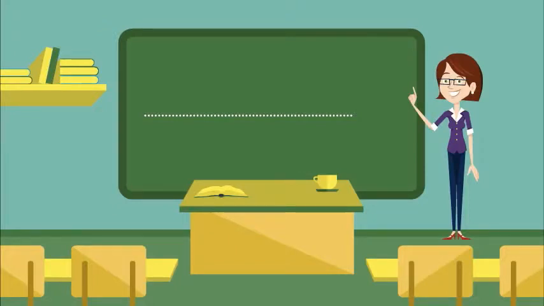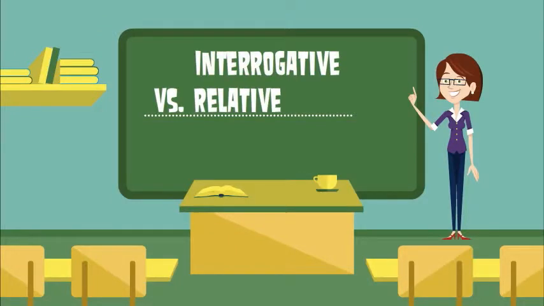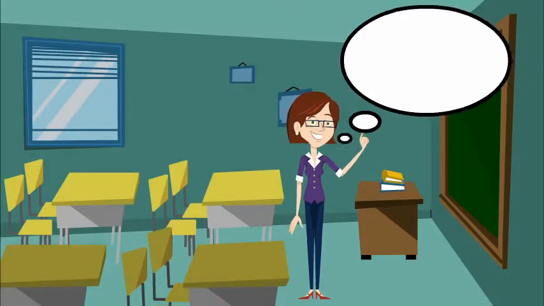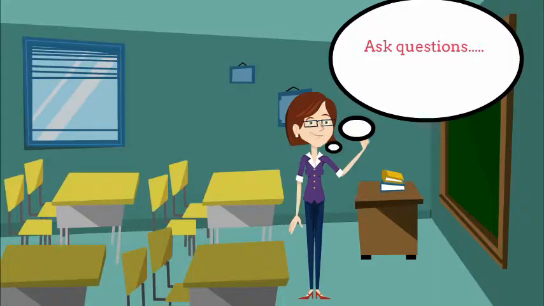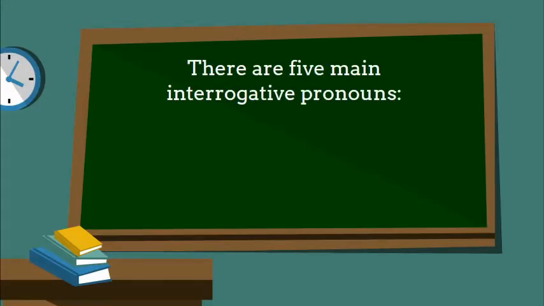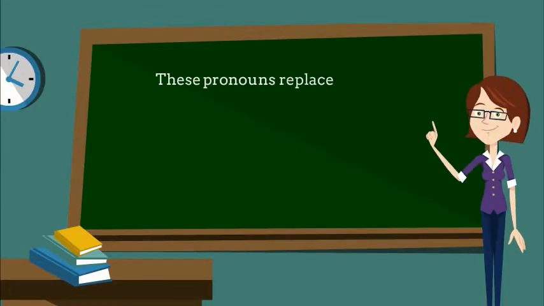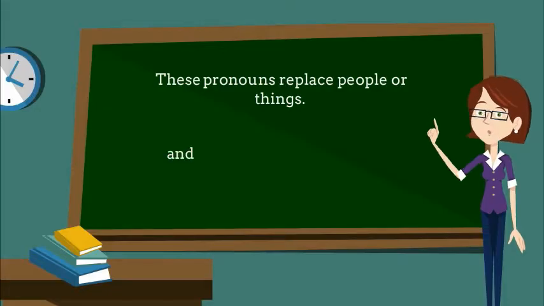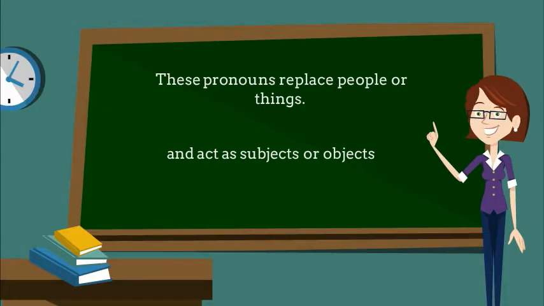This tutorial will cover interrogative pronouns and how they are different from relative pronouns. We use interrogative pronouns to ask questions. The interrogative pronoun represents the thing that we don't know, what we are asking the question about. There are 5 main interrogative pronouns: which, who, whom, whose, and what. These pronouns replace people or things and can be the subject or object of a sentence.